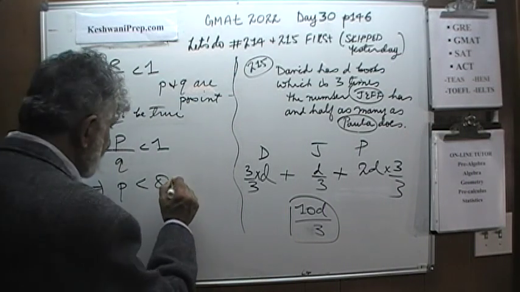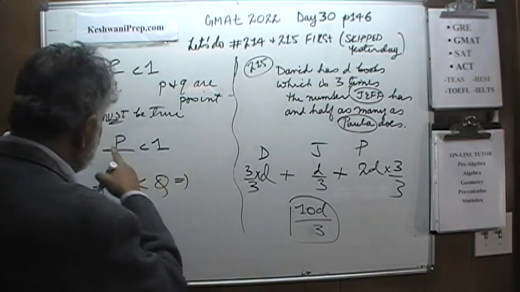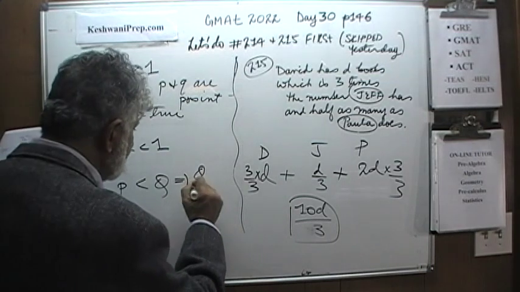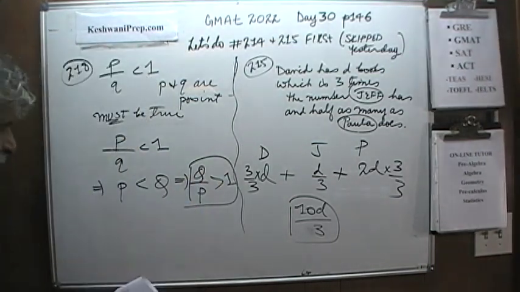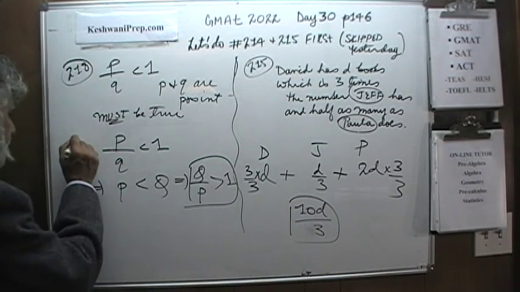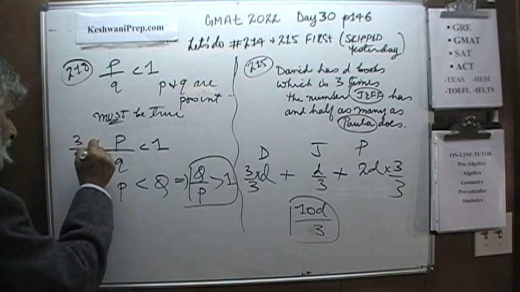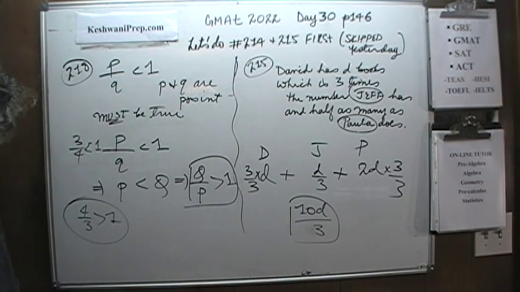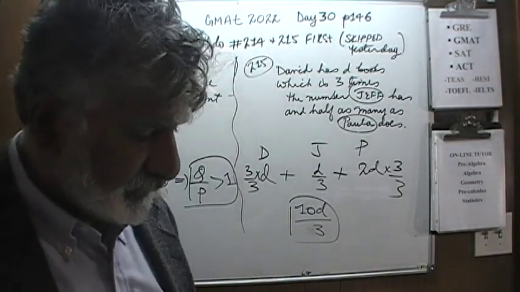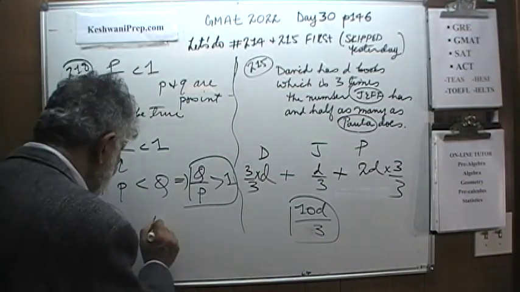Or another way of saying it is that if P over Q is less than 1, then Q over P must be more than 1. For example, if 3/4 is less than 1, then 4/3 of course has to be more than 1. And the only answer choice that you see there that does the job is E.